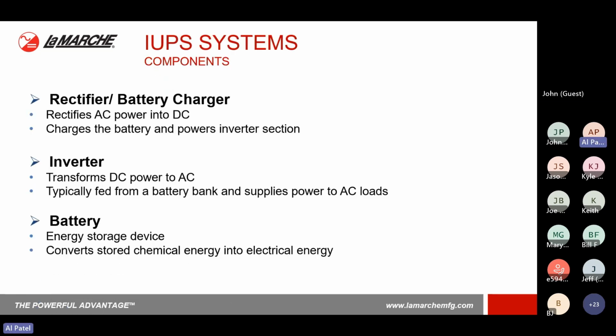The major components of a UPS are basically a rectifier battery charger, which rectifies the AC power into DC and also charges the battery and powers the inverter section during normal operation. The inverter transforms DC power to AC power, typically fed from the battery bank, and supplies power to the AC loads. The battery is the energy storage device, which converts stored chemical energy into electrical energy, which provides power to the inverter upon an AC power failure.